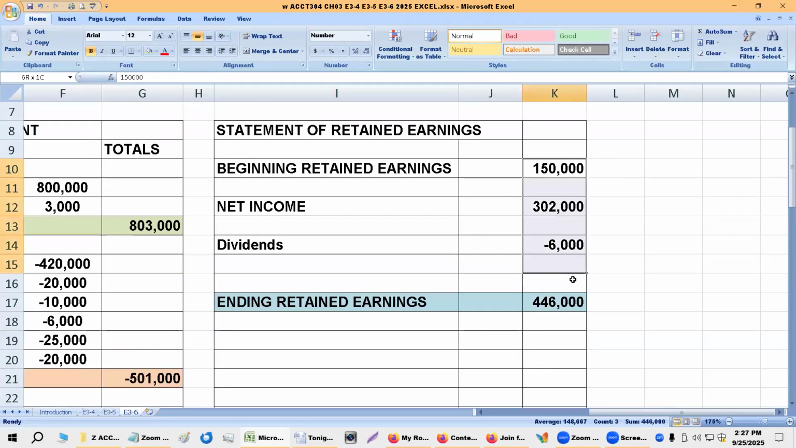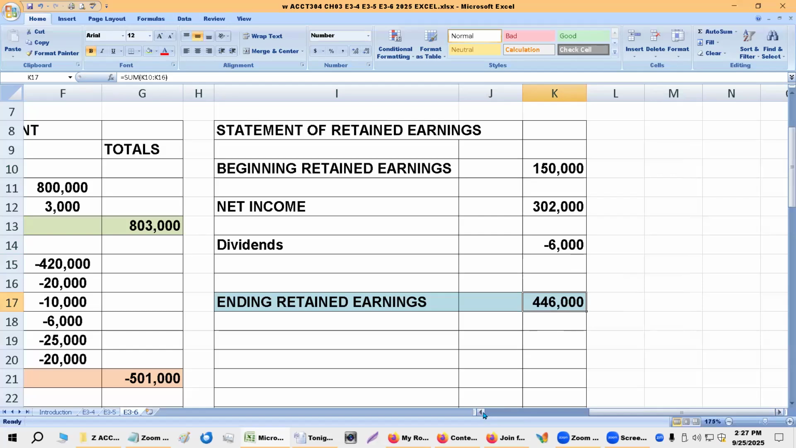And this is the owner's piggy bank. So this is what they have in the piggy bank. 452. They took out 6. They have 446 left in the piggy bank. And you'll notice that 446 that's left in retained earnings. So this is earnings that they haven't paid out yet.